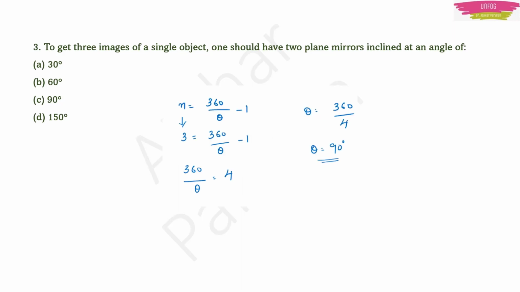n is equal to 360 upon theta minus 1. You substitute n is equal to 3 because they have given you 3, right? Then you do some arithmetic and you get theta is equal to 90 degree. Ultimately, the answer is option C, 90 degree. So this is the one condition where you use n is equal to 360 upon theta minus 1.